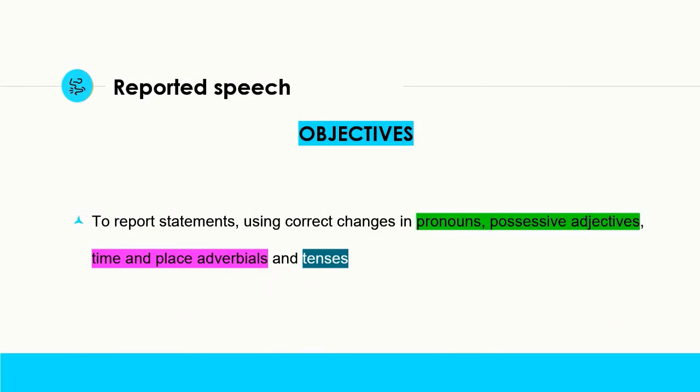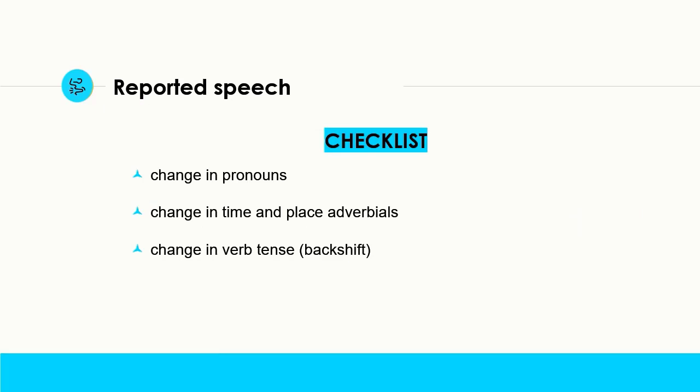In this part 2, we are moving ahead to talk about reporting statements by using correct changes in pronouns, possessives, adverbs, and tenses. If you don't know what a statement means, a statement is what a person says or writes officially. We are going to start first to see change in pronouns, then change in time and place adverbials, and we are going to end the second part of this lesson here with change in verb tense, the so-called backshifting.